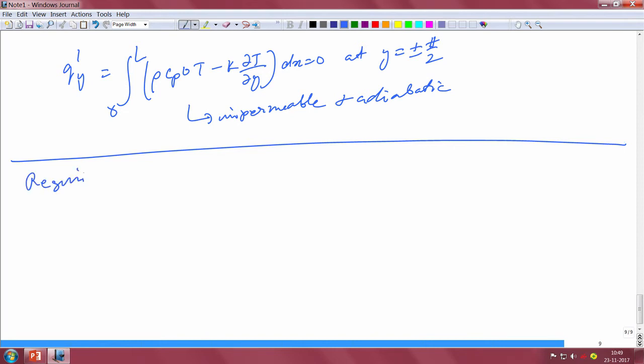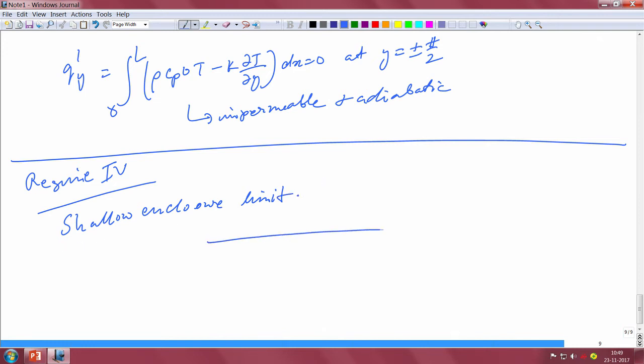So, the next thing that we are going to look at is regime 4, which is basically the shallow enclosure limit. In this particular regime, the thing looks like this. It has very distinct boundary layers once again, on the vertical sides.